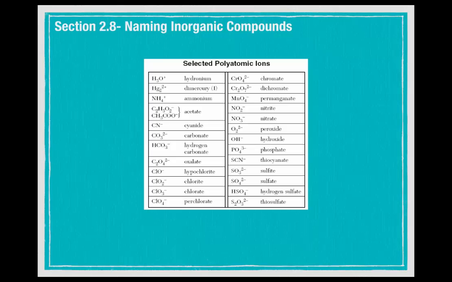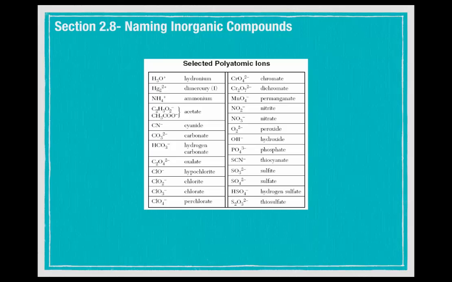What you'll notice is that there are a lot of trends. For example, NO2 negative is nitrite, while NO3 with a negative charge is nitrate. The difference between an ite and an ate is simply one oxygen. So you'll see a lot of patterns, and there won't be that much memorization needed. If I say, for example, sodium sulfate, you should know that the chemical formula for that is Na2SO4.